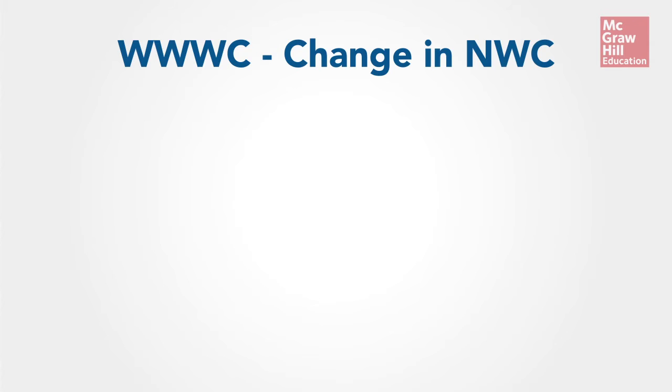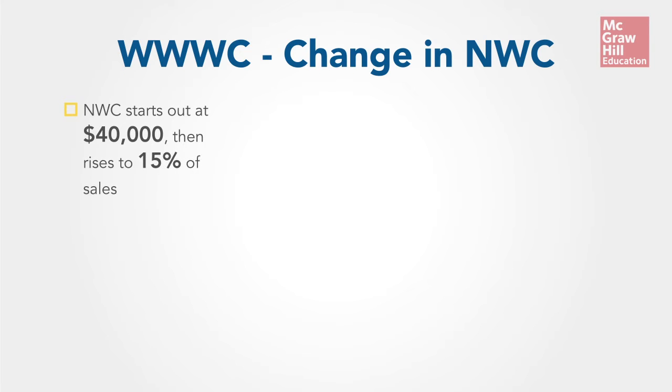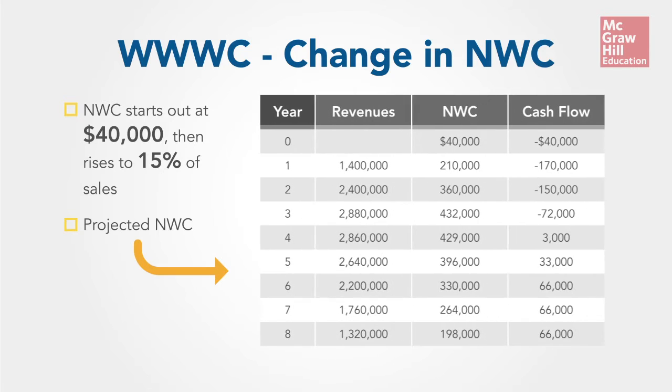Net working capital requirements change as sales change. In each year, WWWC will generally either add to or recover some of its project net working capital. NWC starts out at $40,000, then rises to 15% of sales. We now project NWC. The change in NWC for year 8 is $66,000. The project has a peak net working capital of $432,000 in year 3.